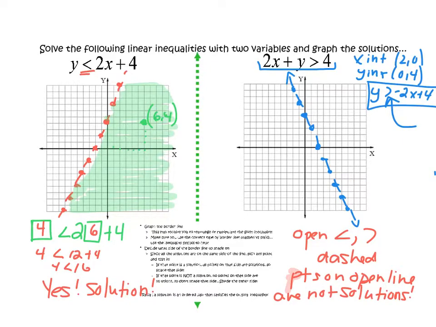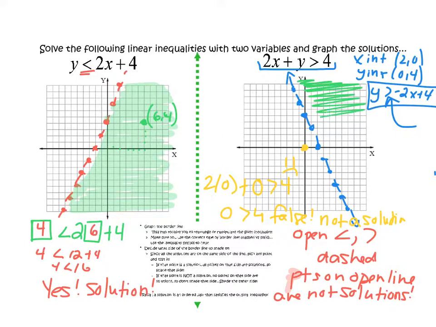I'm going to choose a random point to test. So like this point right here, 0, 0, is clearly below the line. So I'm going to test this side. So if I plug it into the original, 2 times 0 plus 0, is that bigger than 4? So here I get 0 being bigger than 4, which is false. We see here that this number is not a solution. So nothing on this side is going to be a solution, which means the solutions are going to be on the other side of the line.